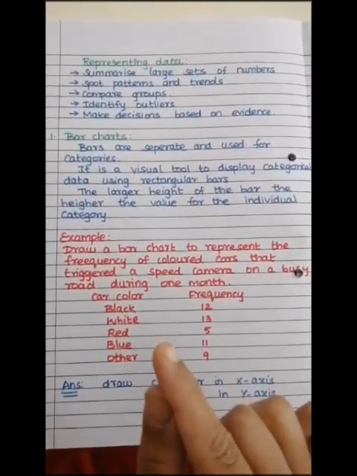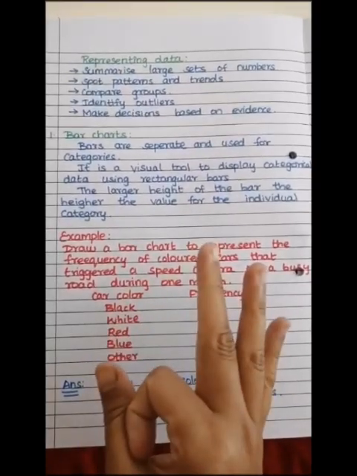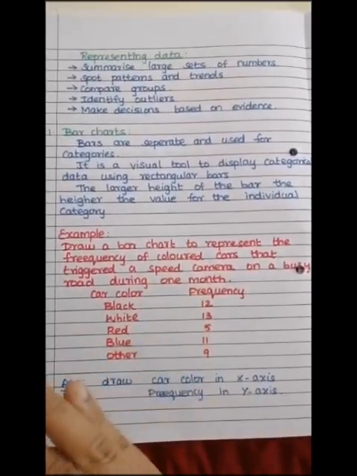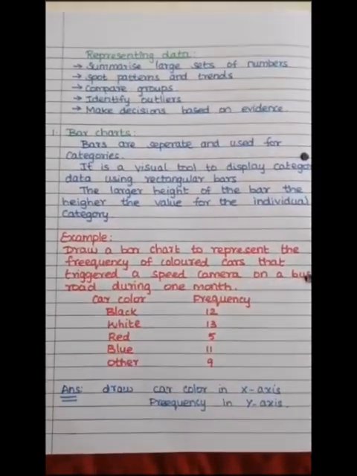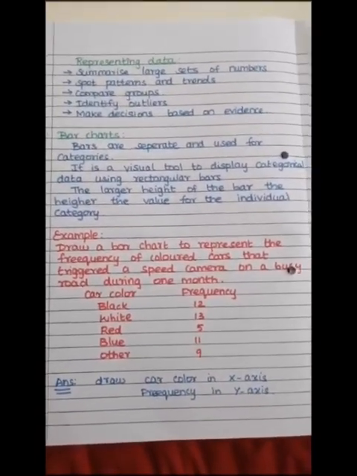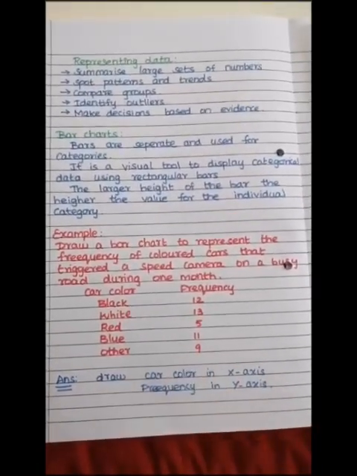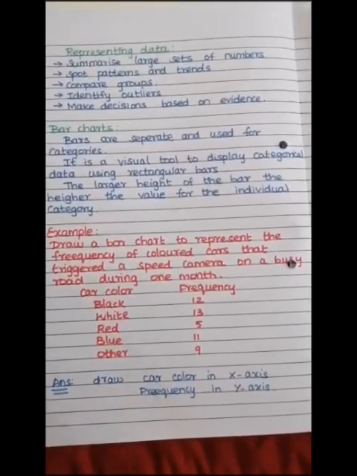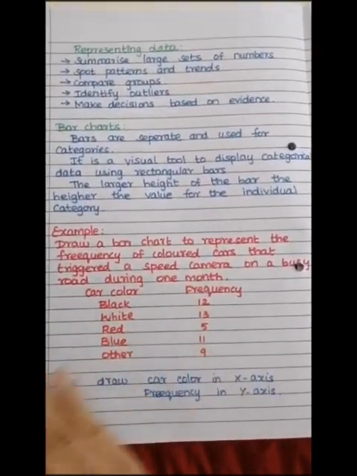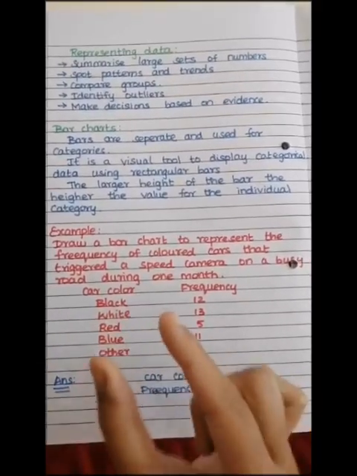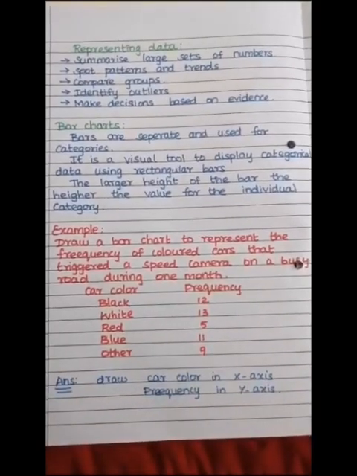Summarizing a large set of numbers, spotting patterns and trends, comparing groups, identifying outliers, making decisions based on the evidence. All that comes under representing. Representing data means a process of turning information into clear visual or structured form, and patterns and comparisons become easier to see. Okay, that all comes under representing data.